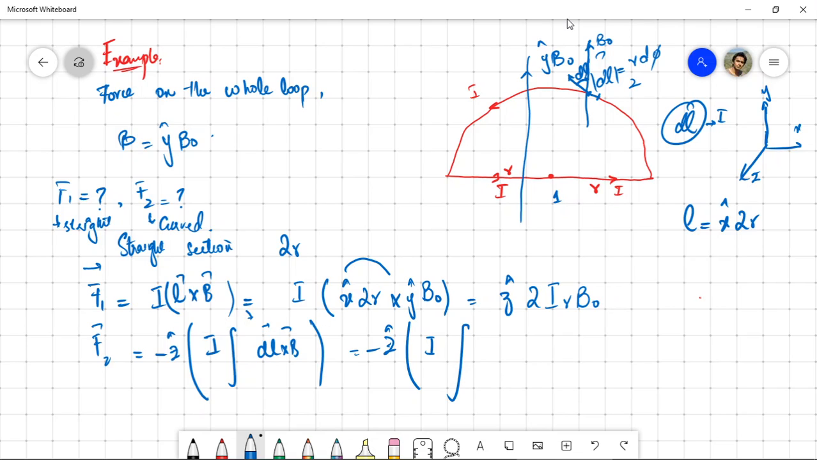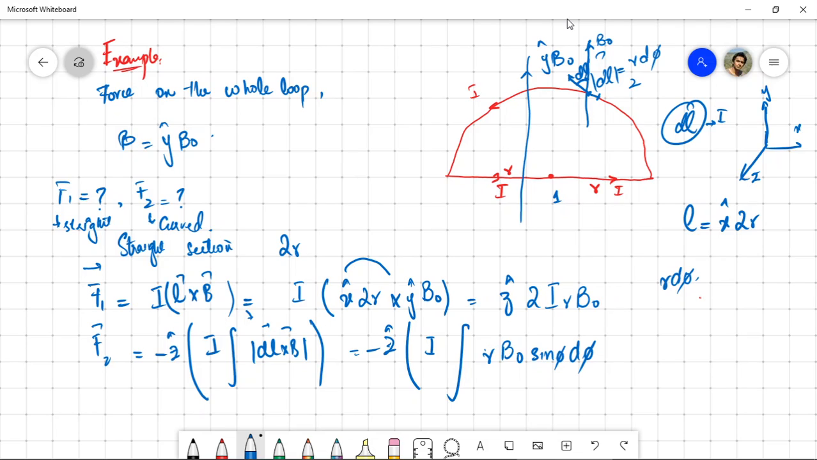What is dl cross B's magnitude? dl is r dφ. So this is going to be r B naught sin φ dφ. And what will be the value of the limits that we need to put in?